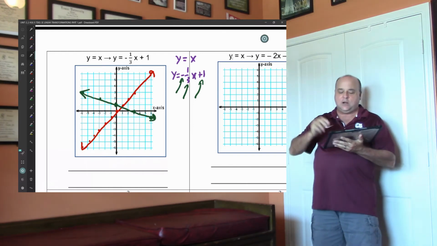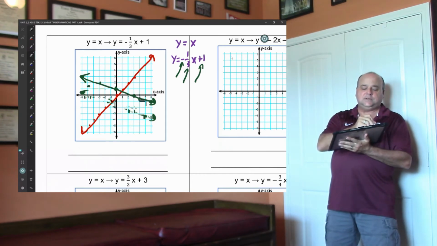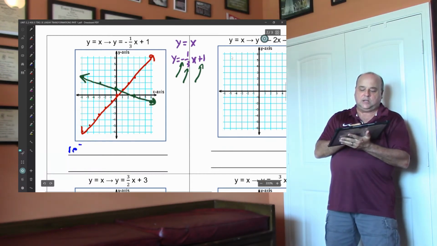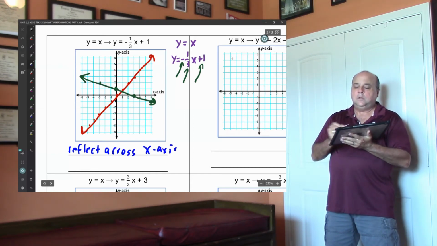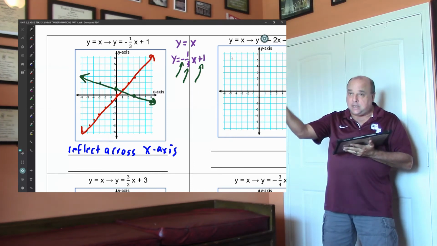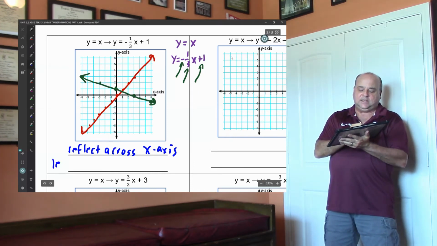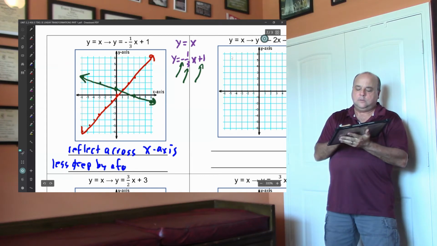Now then we're going to write down what happens. The negative symbol will reflect it across the x-axis. So write down reflect across x-axis. Then the 1/3 won't make it more steep, it will make it less steep. So write down less steep by a factor of 1/3.